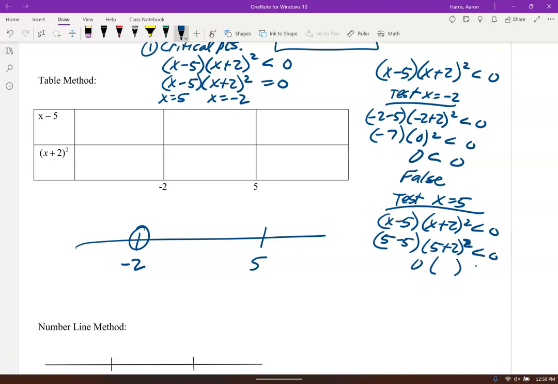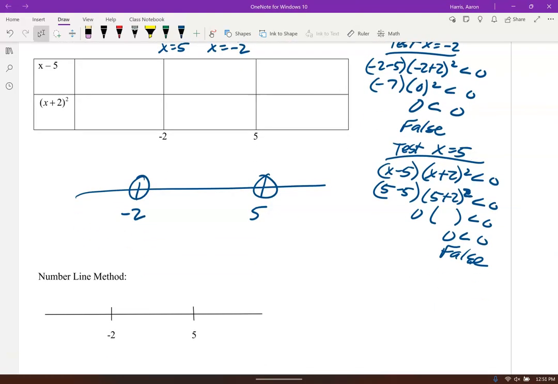Zero times whatever, 0 is 0, less than 0. Again, you have a false, right? So if you have a strictly less than, not a less than or equal to, your zeros are not going to be included in the solution set. Now we have to determine, well, what about to the left of -2? What about between them? And what about to the right of them? Well, you're just going to test points to see if it's true or false.